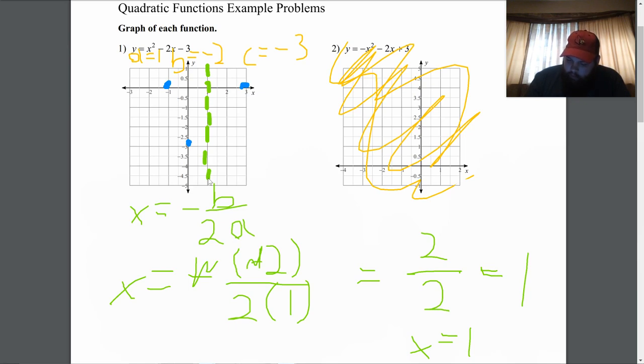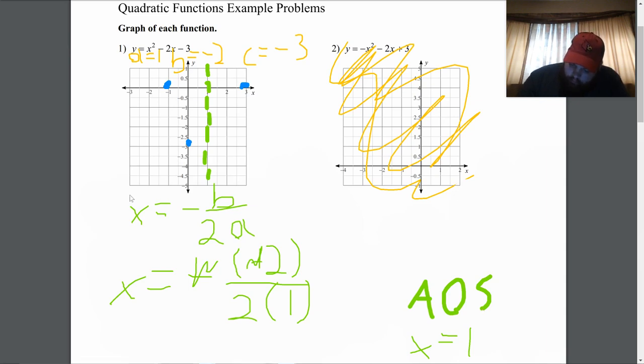So again, I'm going to erase all this. Actually, I'm going to keep that x equals 1 down there because I know that's my axis of symmetry. I think I'm actually going to label it too. So I'm going to put AOS for axis of symmetry. And then go and get rid of the rest of this.